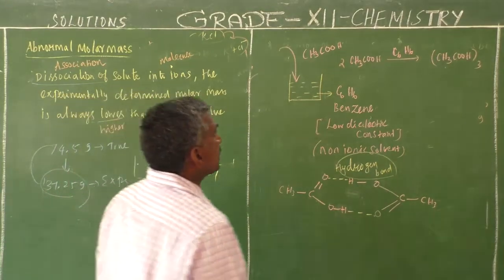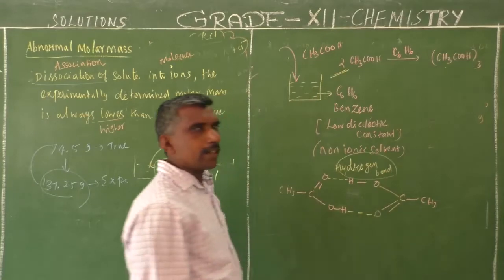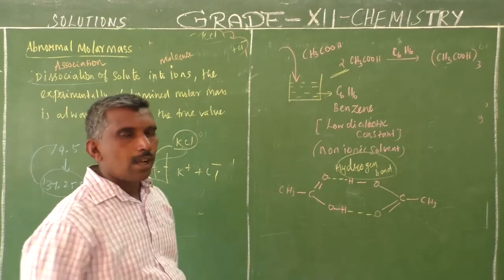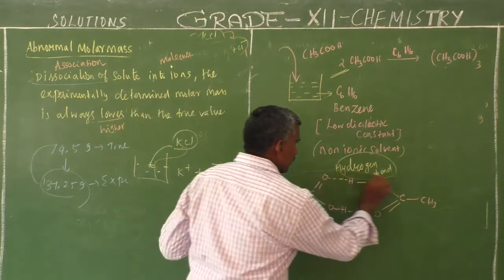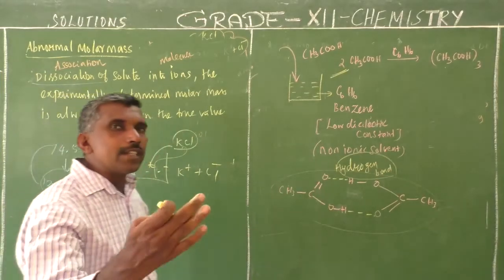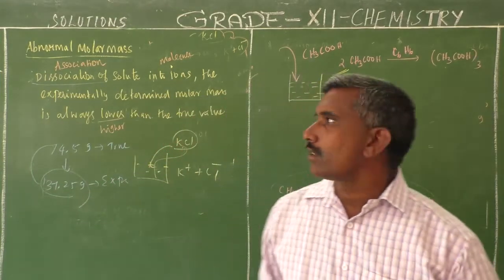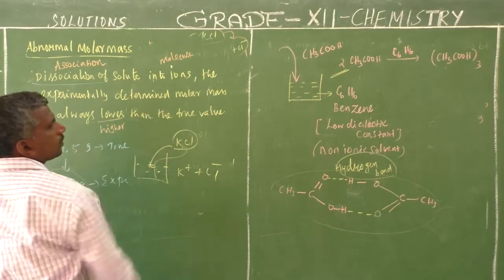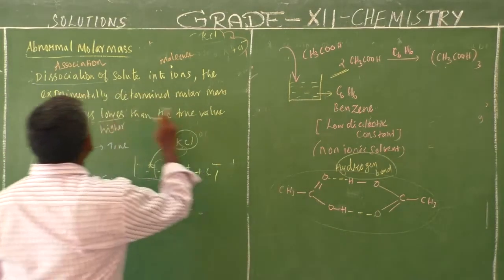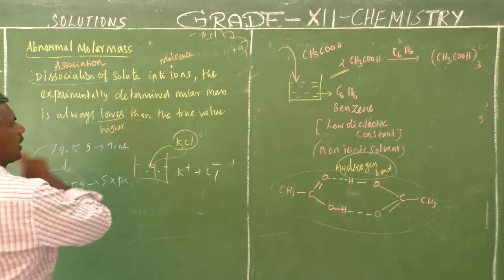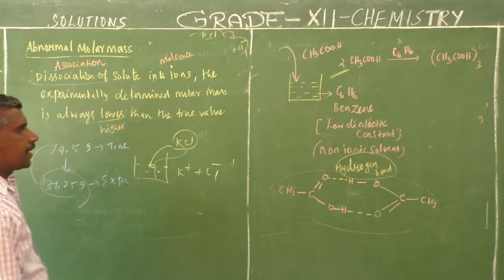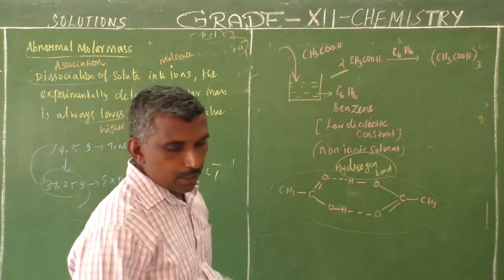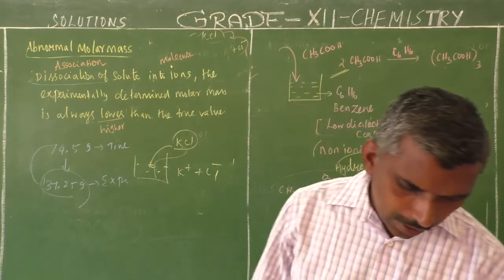Okay. Now initially, how many molecules? Two molecules. So initially before association there are two molecules. After association they combine into one molecule. So the number of particles is decreasing. That is the association of solute. Here they are molecules, not ions. The experimentally determined molar mass is always higher. The experimental molar mass is always higher than the true value. This is known as abnormal molar mass. Here association takes place.